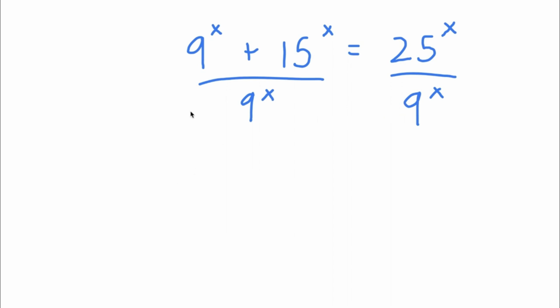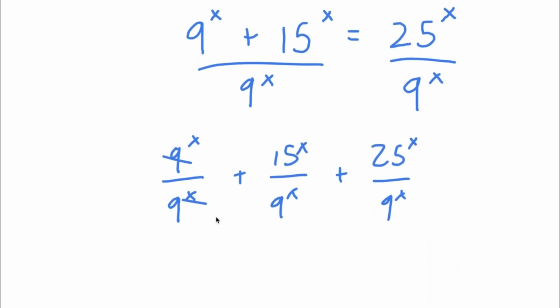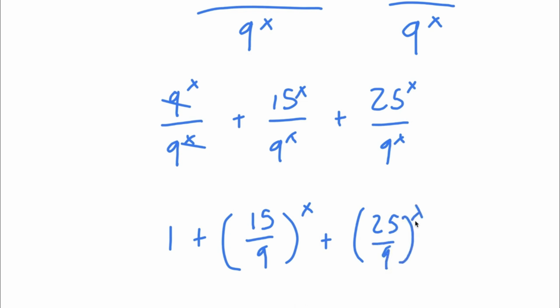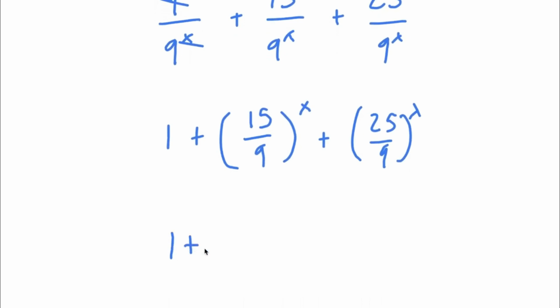So now I have 9 to the power of x over 9 to the power of x plus 15 to the power of x over 9 to the power of x equals 25 to the power of x over 9 to the power of x. Now these two are going to cancel out, 9 to the power of x over 9 to the power of x. So I'm going to have 1 plus 15 over 9 to the power of x equals 25 over 9 to the power of x.